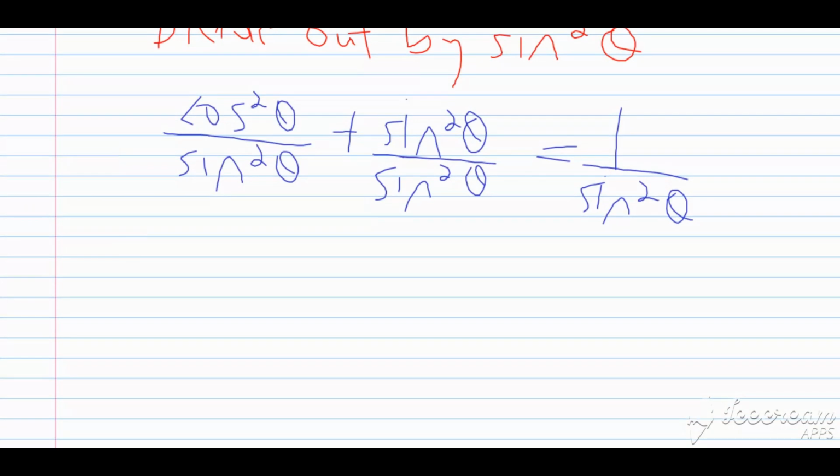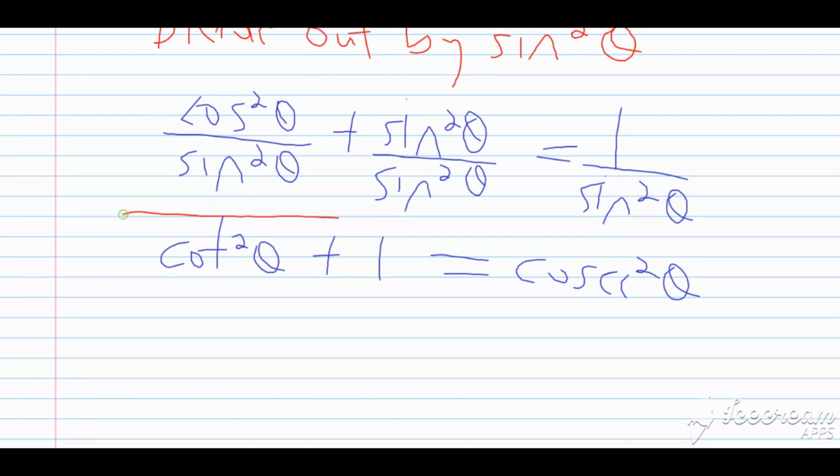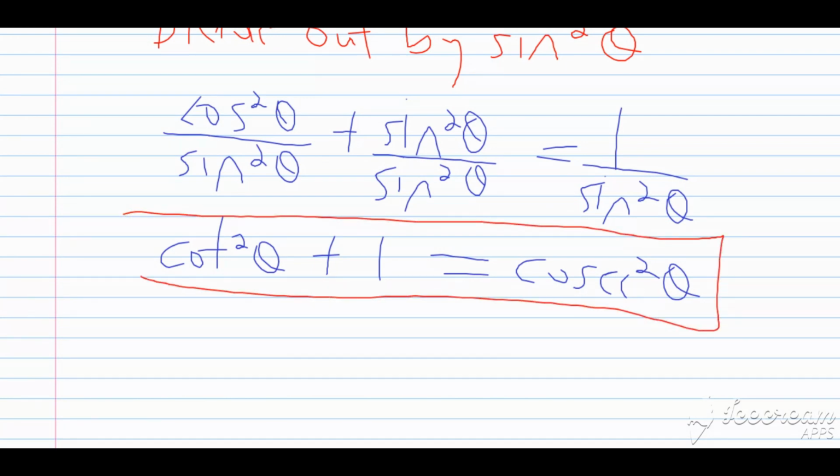Now let's break this down. Now we know that cosine over sine from our previous proof is equal to the cotangent of theta. So I'm going to have cotangent squared theta plus 1 equal, what is 1 over sine? 1 over sine is cosecant. So 1 over sine squared would be cosecant squared theta. Once again, a very powerful identity, which we're going to employ in constructing proofs and so on later on.